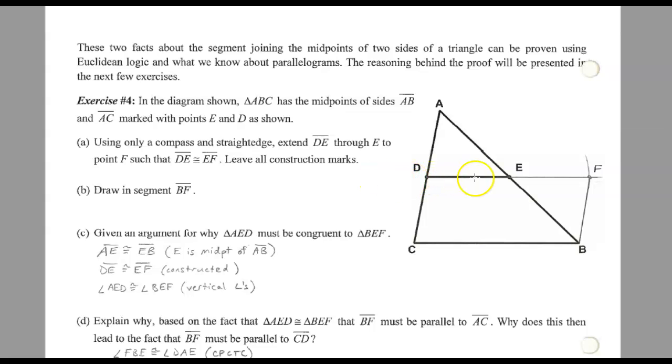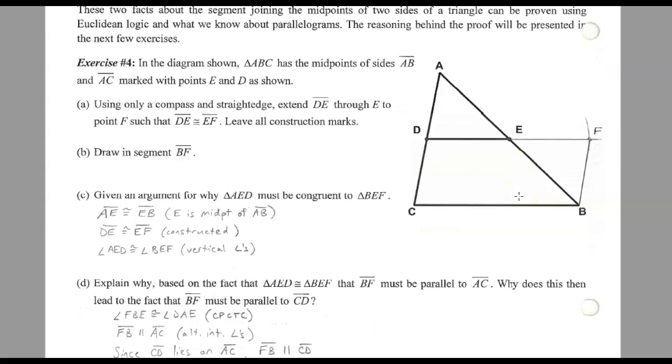Okay, when you draw in segment BF in part B, we have a diagram that looks like this. So to give an argument for why AED, this top triangle, must be congruent to BEF, we need to look for equal angles or some other equal sides perhaps that will determine where we have enough to prove that those triangles are congruent. So one thing I noticed is that because these points were marked as midpoints, E and D were midpoints, I know that AE and EB are the same length, so those are congruent. I also know that DE and EF are the same length because my compass said so. So that's two pairs of equal sides. I have the angles between them because they're vertical angles, and so I have a side angle side congruence argument.